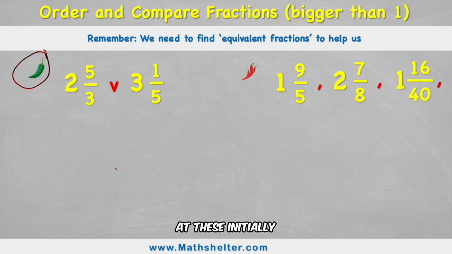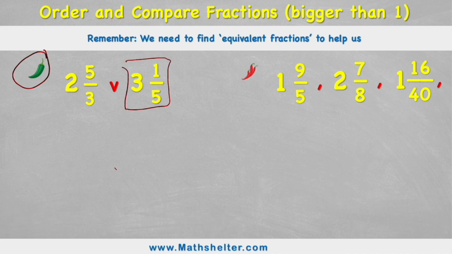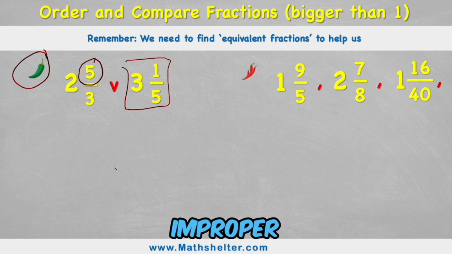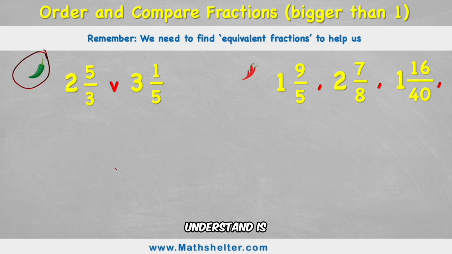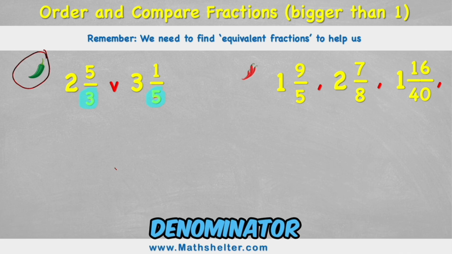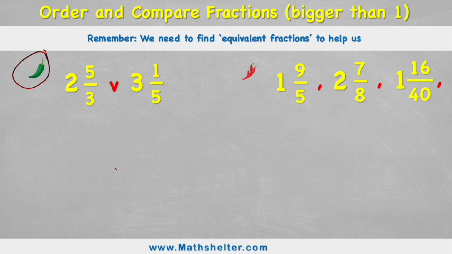So we might look at these initially and just think, well, obviously the 3 and 1/5 will be bigger because we have 3 whole. Well, not necessarily, because over here I can see an improper fraction, so we do have some work to do. But what we need to understand is we cannot compare fractions when our denominators are different, so we need to find a common denominator and make equivalent fractions out of them. So I'm going to rewrite my 2 and 5/3 here, and my 3 and 1/5 over here.